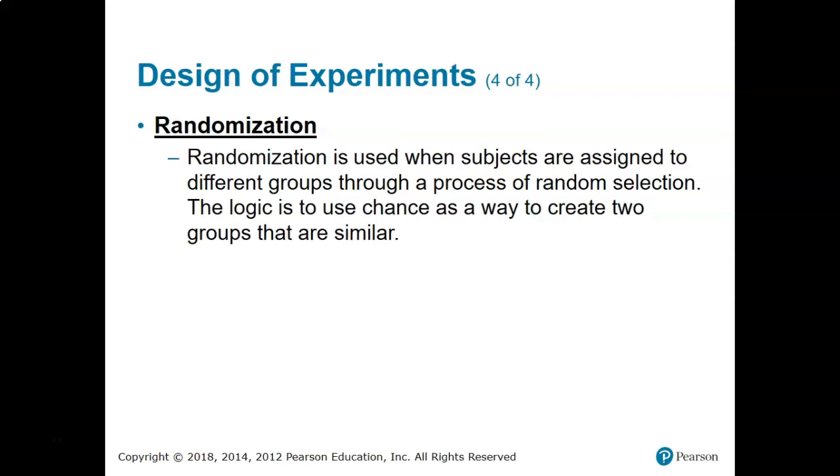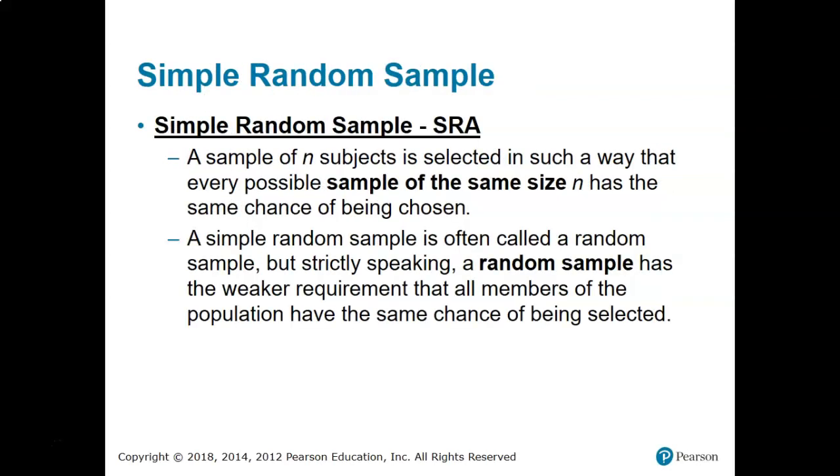Randomization is very important. It's when subjects are assigned to different groups through a process of random selection. So basically, if we randomly assign subjects to the two groups, our hope would be that they would be fairly equal groups and that they would be similar in the ways that are going to matter for us in a particular study.